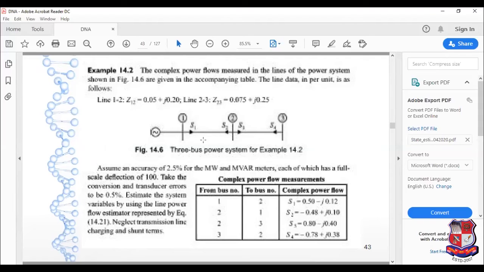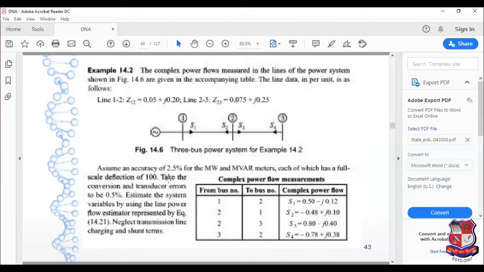Now power is also given: S1, S2, S3 and S4. S1 is the power which is flowing from bus number 1 to bus number 2. S2 is the power which is flowing from bus number 2 to bus number 1. Likewise, S3 is the power which is flowing from bus number 2 to bus number 3. And S4 is the power which is flowing from bus number 3 to bus number 4. The values of this complex power are given as S1 to S4.